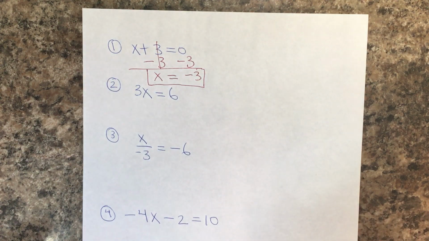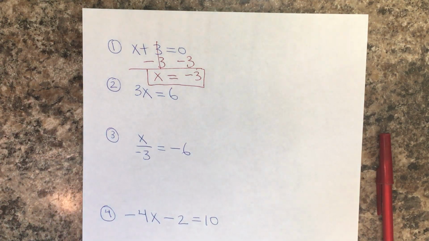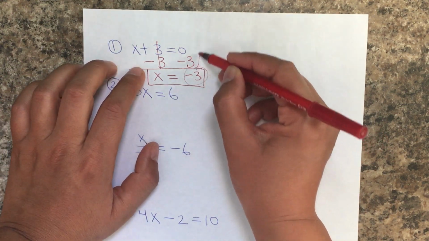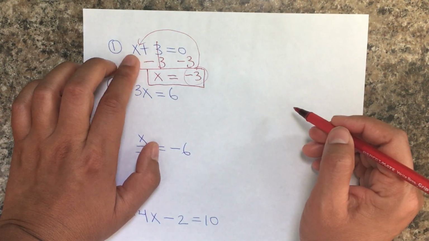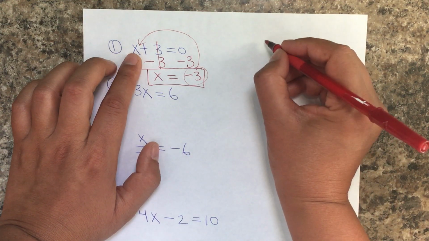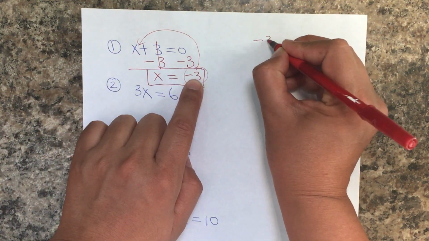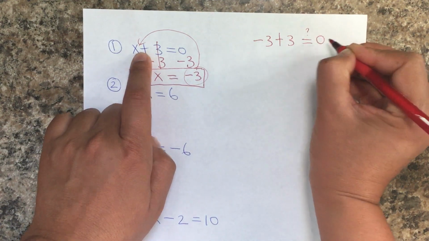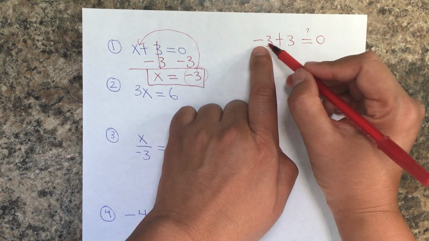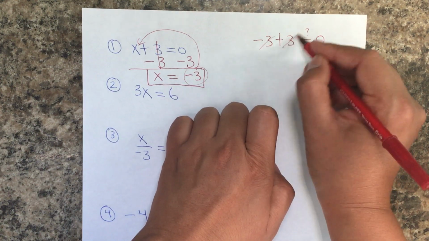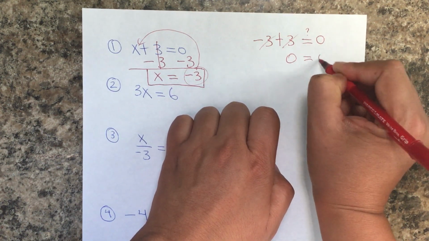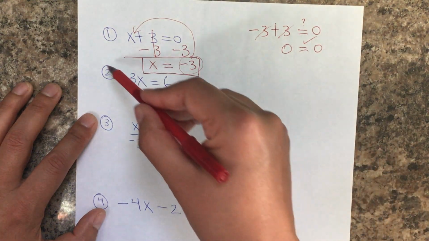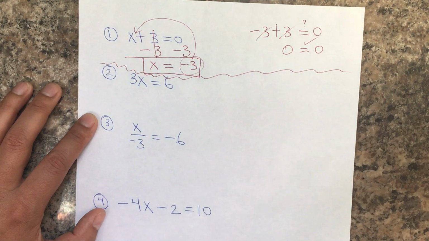You can always do the checkup test. And I'm going to do it really fast because we've been doing that before. So the checkup test is to replace the value where the x is. So instead of x, I'm going to put -3 plus 3. Is it equal to 0? And so when I have a -3 and a +3, they cancel each other. So you have 0 is equal to 0. So we say check. Okay, so that's the first one.